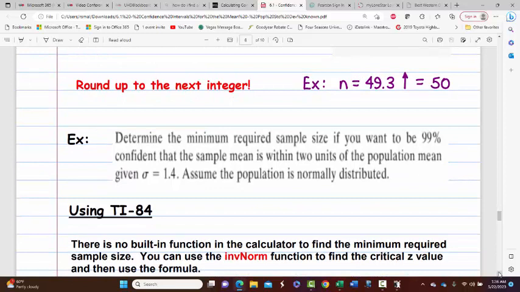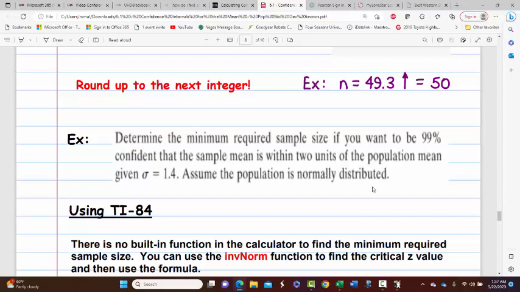Okay, determine the minimal required sample size if you want to be 99% confident that the sample mean is within 2 units of the population mean. Now, given that the population standard deviation is 1.4, assume the population is normally distributed. Okay. I think that sentence is in there because these kind of answers may come up to be less than 30, which is okay. But like I mentioned earlier, when we're doing a confidence interval, I want to make sure that the n is more than 30, but it might be less than 30 for these.